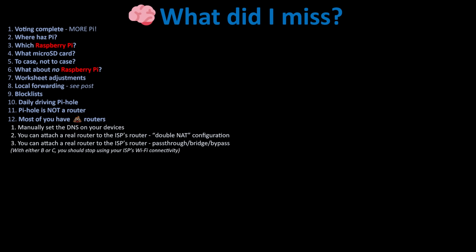A, you can manually set the DNS on your devices, which is inconvenient, but works just fine. B, you can attach a real router to your ISP's router. Within this option, you will automatically be in what's called a double-NAT configuration. This does not require you to do anything with your ISP's equipment. It's not ideal, but it's easy. And C, the alternative is to put your ISP's router into something called pass-through, bridge, or bypass mode, provided that it supports it. This is definitely preferable. With either B or C, you should stop using your ISP's Wi-Fi connectivity.